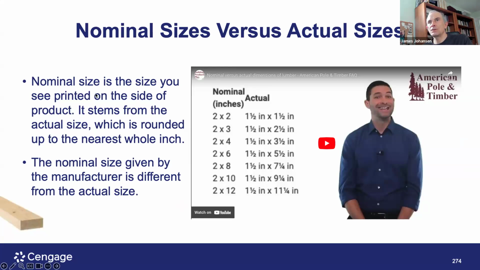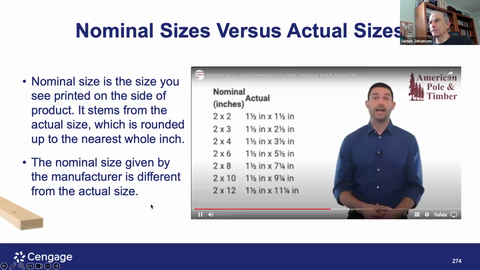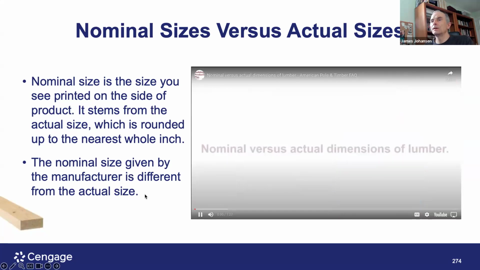And so this is where we have a difference between the nominal size. So the nominal size is a size you see printed on the side of a product. It stems from the actual size, which is rounded up to the nearest whole inch. The nominal size given by a manufacturer is different from the actual size. And this is a short video that gives us a little bit of sense of that. Is actually 1.5 inches by 9.